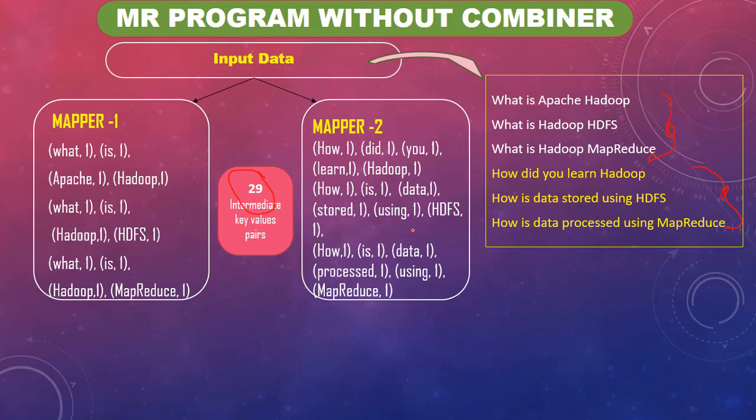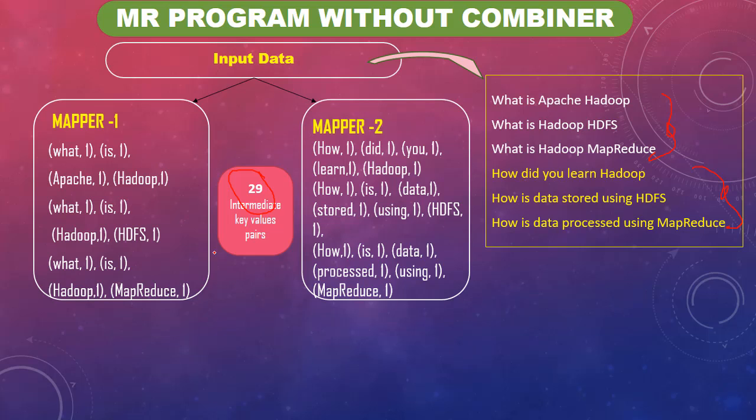Friends, this actually is a very small amount of data, but usually we use Hadoop to process large amounts of data, isn't it? So assume when I take large amounts of data, how many key value pairs do I get? Here I am getting only 29 key value pairs. That's okay. But when I take seriously large amounts of data, I may get some lakhs of intermediate key value pairs or some crores of intermediate key value pairs, isn't it?